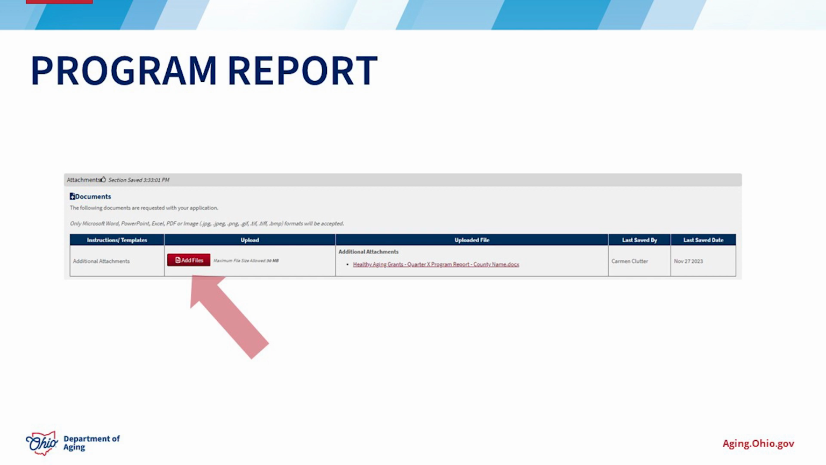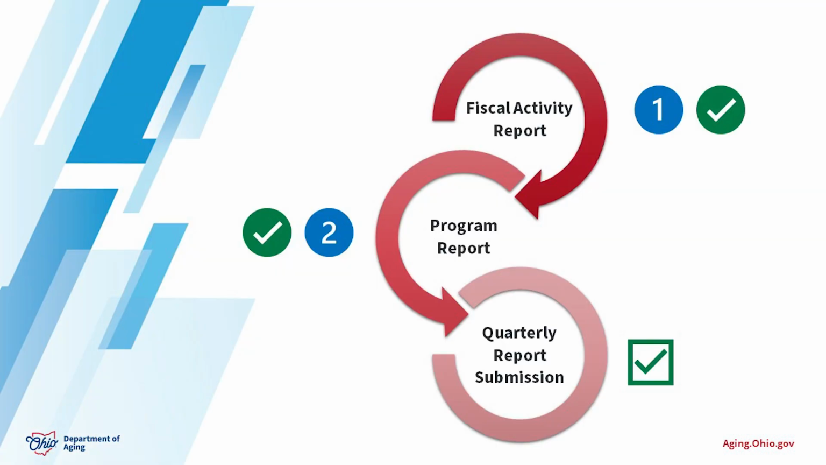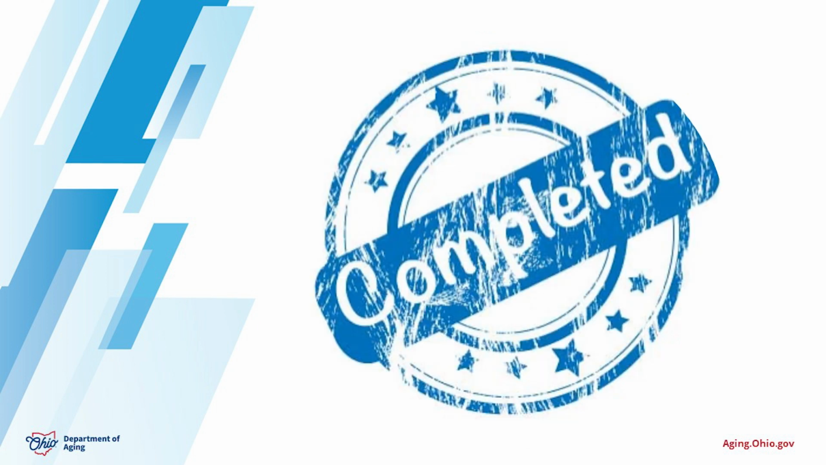Once you have your program report finalized, it's now ready to be submitted, and you'll add that file as an attachment shown here. Take note, you'll see the attachment appear under your documents list. And now we've submitted part 1 and part 2 of our quarterly report, which means our quarterly report submission is now complete. Congratulations, and we thank you in advance for submitting that report on time.